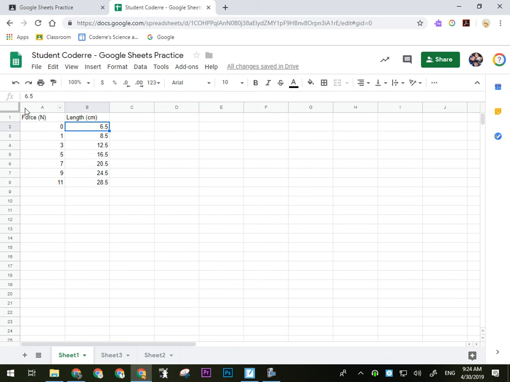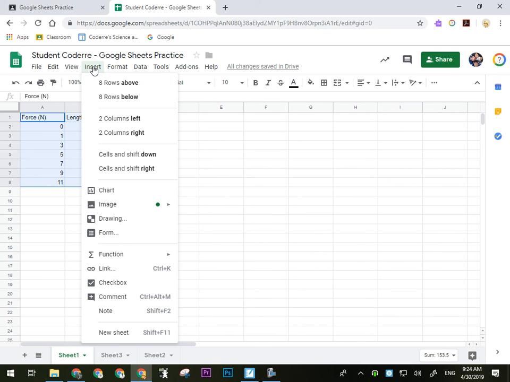So what we want to do is make a graph of that where force, which we said was the manipulated variable, ends up on the x-axis, and length ends up on the y. So you're going to put your pointer in the first box where it says force in newtons, and you're going to click and hold and drag until you highlight all of the data. Then you're going to go to insert, and you'll see in the drop-down menu that one of the options is chart. It's about halfway down.